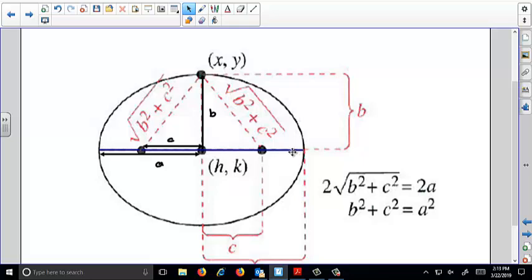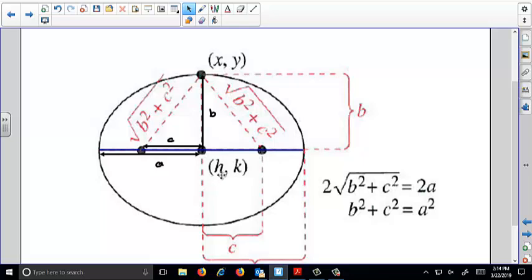So we have the entire length of the major axis, and the major axis is 2 times A, because A is this distance from the center to the vertex. So 2 times A is going to be equal to this distance plus this distance, because it's always the case on an ellipse that the sum of the distances has to be the same. So that's where you get that from, and then you divide both sides by 2 and you square both sides, and you get this relationship between the length of the minor axis, the length of the major axis, and the distance from the center to the vertex.